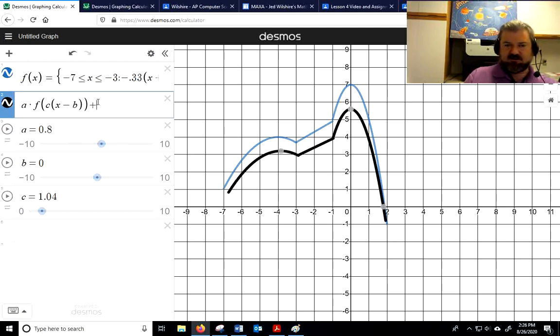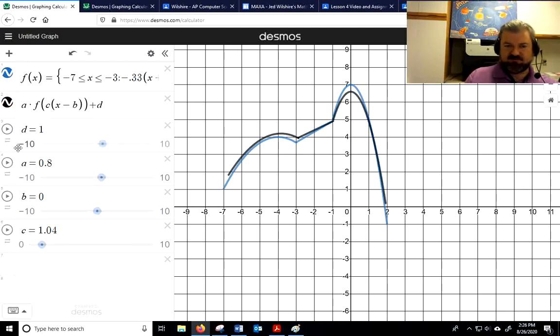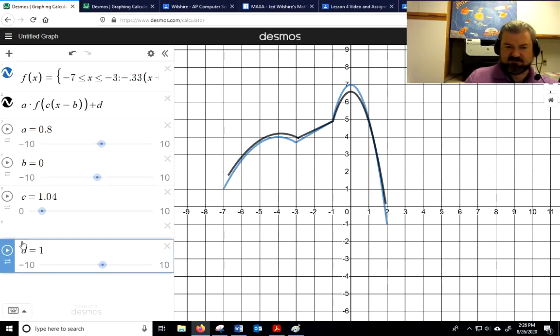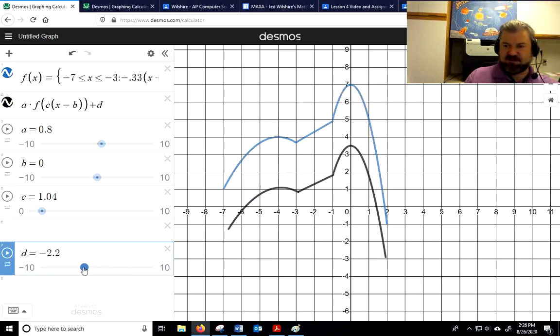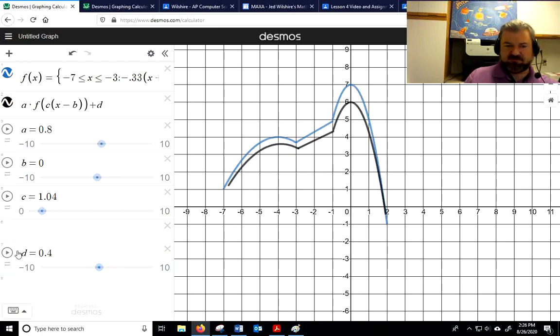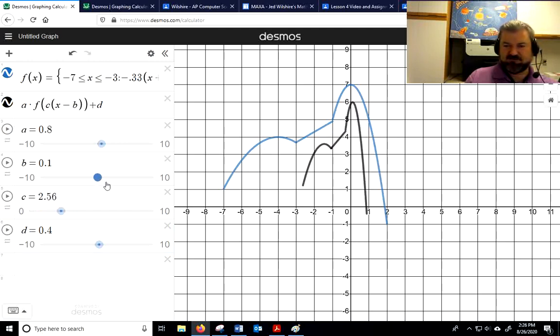And lastly, we can move things up and down. I'm going to just add that slider D. And you'll see me just moving it up and down. So those are basically the 4 different types of transformations that we looked at, including the absolute value.